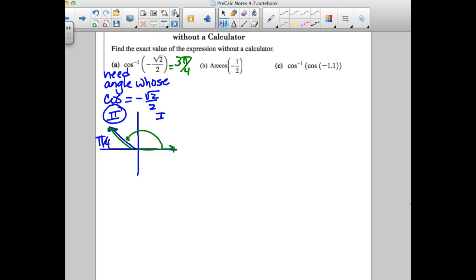Second question says, we need an angle that has a cosine equal to -1/2. All right, cosine is 1/2 at our pi over 3's.